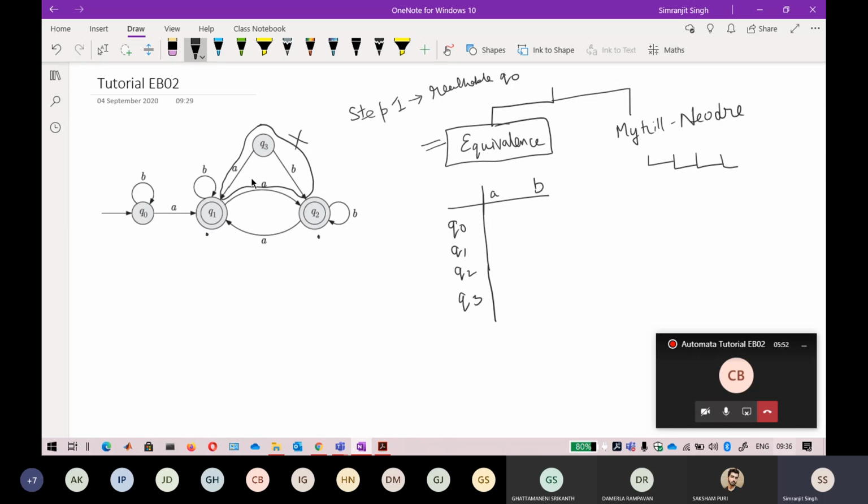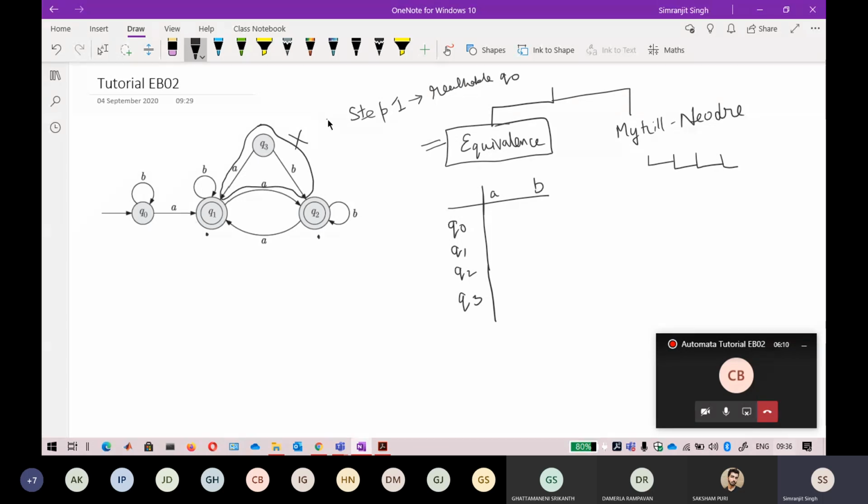I don't want it. If you see that the arrows are not going towards it, they are always coming from it. The state is not usable. The starting state is this, and you cannot reach this Q3, so there is no point of considering this state.